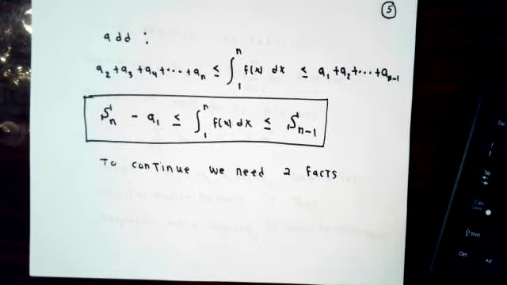Now, we need to know two facts to continue with this. These facts are obvious, but sometimes when you're talking about this sort of thing, it's easy to get lost in things that should be obvious but maybe aren't. So I'm going to explicitly say some facts that we need here.